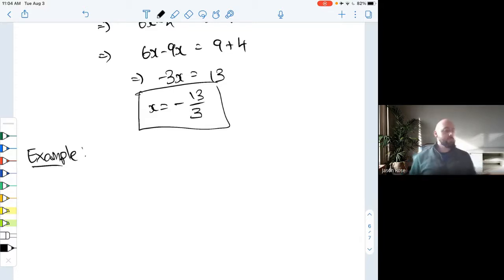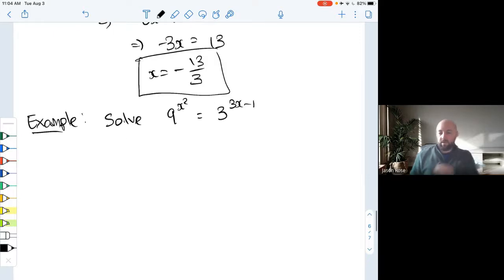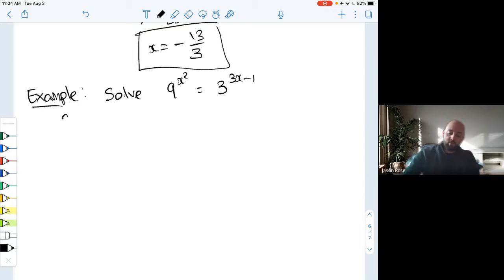Okay. How about another one? Let's say we have to solve 9x squared equals 3 to the power of 3x minus 1. Never solved x, you just simplify. Okay. Now you're not far off then. It's on the same line, so it should be fine. Just a little bit extra.